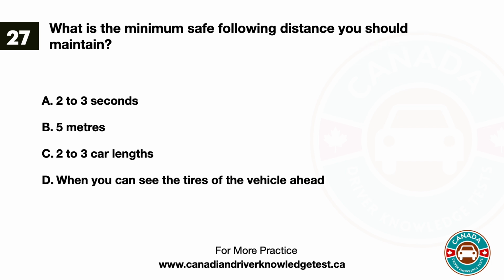Question 27. What is the minimum safe following distance you should maintain? A. 2 to 3 seconds. B. 5 meters. C. 2 to 3 car lengths. D. When you can see the tires of the vehicle ahead. The answer is A. 2 to 3 seconds.